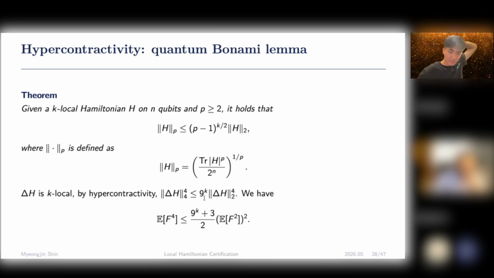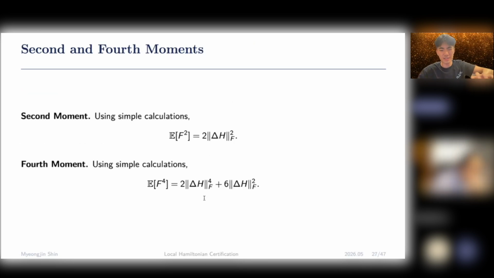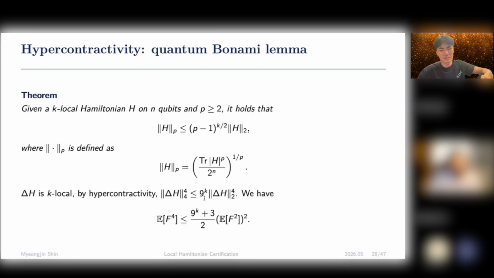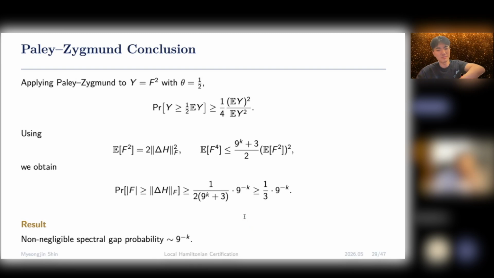And since we have this norm relation, we can apply it to the calculation of the second and the fourth moments, and we get this result. By applying this inequality directly to the PZ inequality, we have this lower bound. Finally, we have this lower bound. We can just directly apply this.